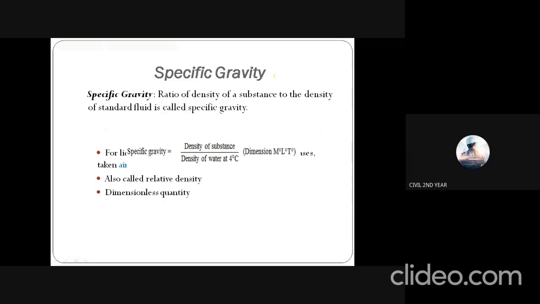Next, specific gravity. Specific gravity is the ratio of the density of a substance to the density of a standard fluid. Mathematically, it is the density of the substance divided by the density of water at 4 degrees Celsius. It is a dimensionless quantity, so for us it is simply a constant value.